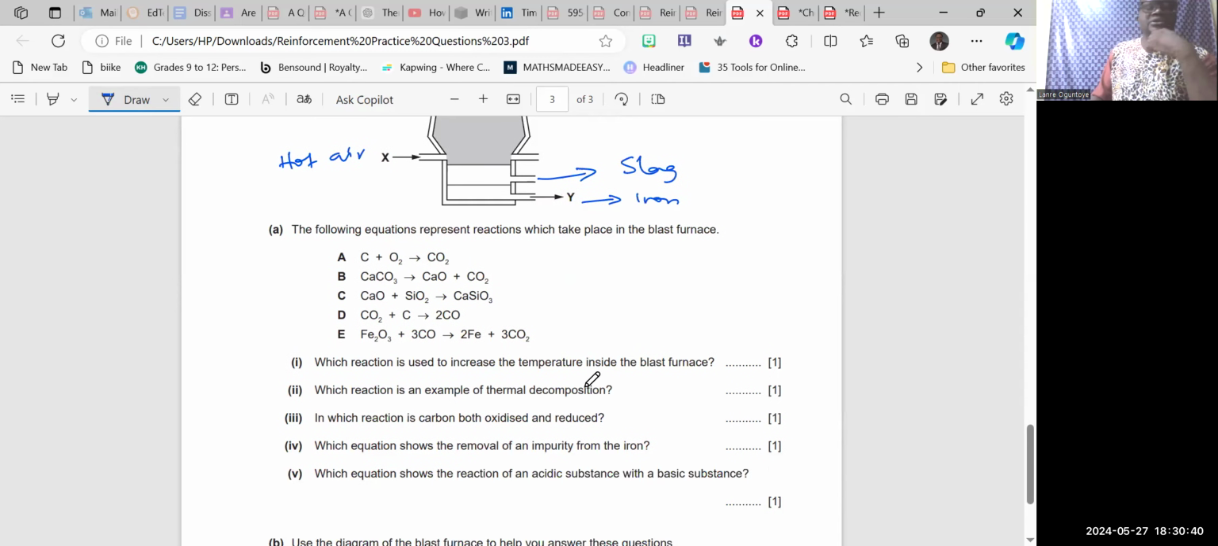Okay, let's answer the question. Which reaction is used to increase the temperature inside the furnace? Fantastic. I didn't mention this. Farida, this is one of the things you were asking. The answer is A. Why? Because it's an exothermic reaction. How do I know it's an exothermic reaction? Because it's a combustion reaction.